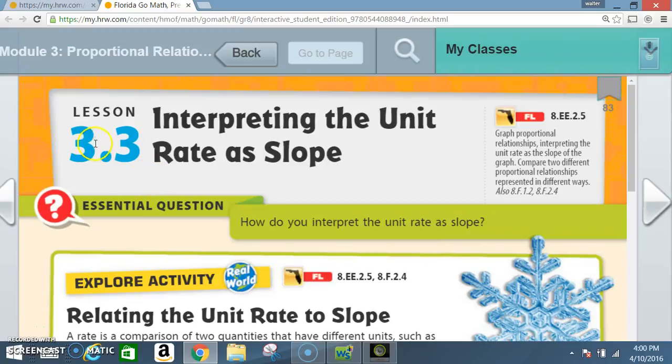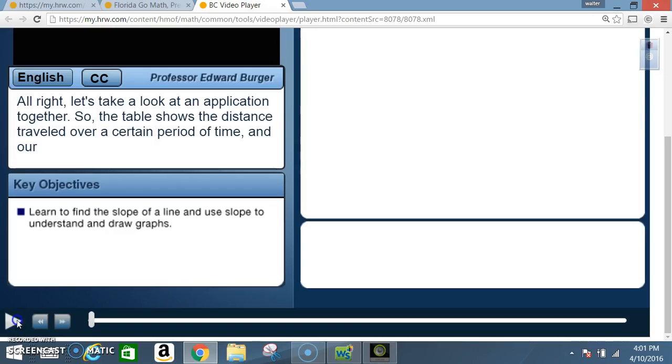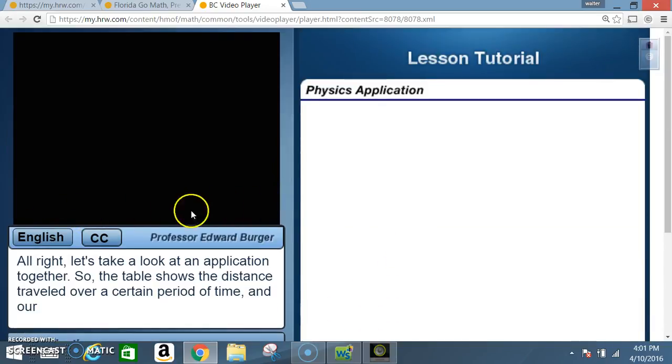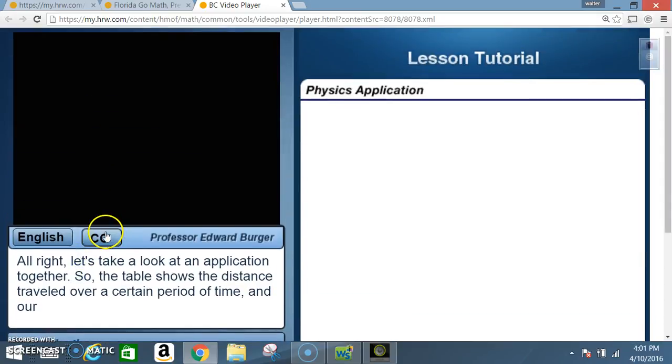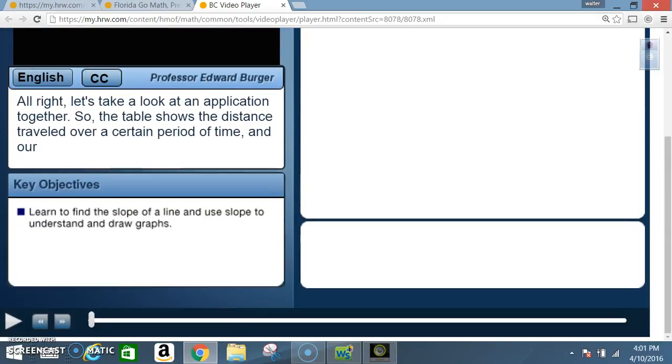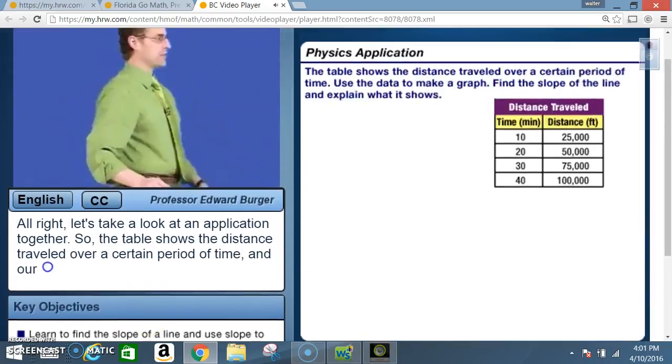Okay, today we're in lesson 3.3, interpreting the unit rate as slope. All right, let's take a look at an application together.